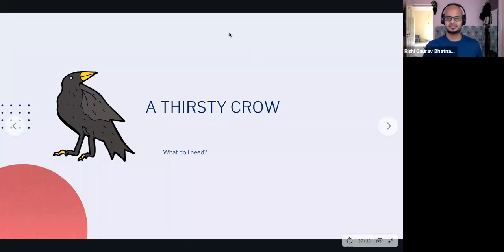Just to repeat, the crow is thirsty. It's a hot summer day, so the crow needs water, wants to drink water, and is not able to find water for long times. He finds a pitcher, but the beak cannot reach, so he uses the stones and gets to the water eventually. Now, let me give you an example of what that means and how that relates to a problem statement.